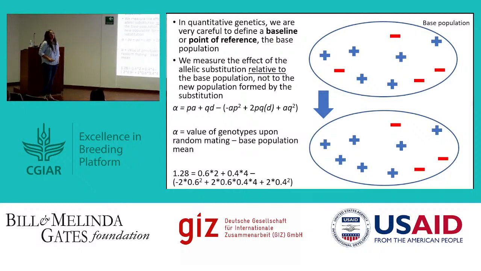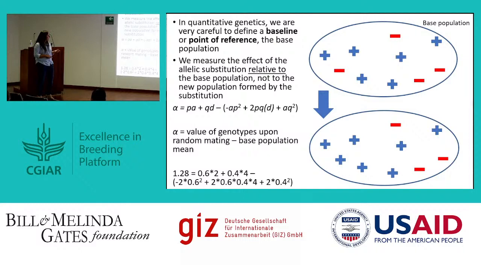And we don't measure the effect of the allele in that new population formed by the substitution, because that doesn't really make sense, because we're defining the change from here to here, not just what is going on. So to do that, we know that by going from negative to positive, we get this new value of genotypes compared to the old population, right? Because this new allele randomly unites with all those other alleles. So that's the PA plus QD genotypic value you saw on the next slide. And then all we need to do to measure that relative to the base population is to subtract the mean of the base population, okay?